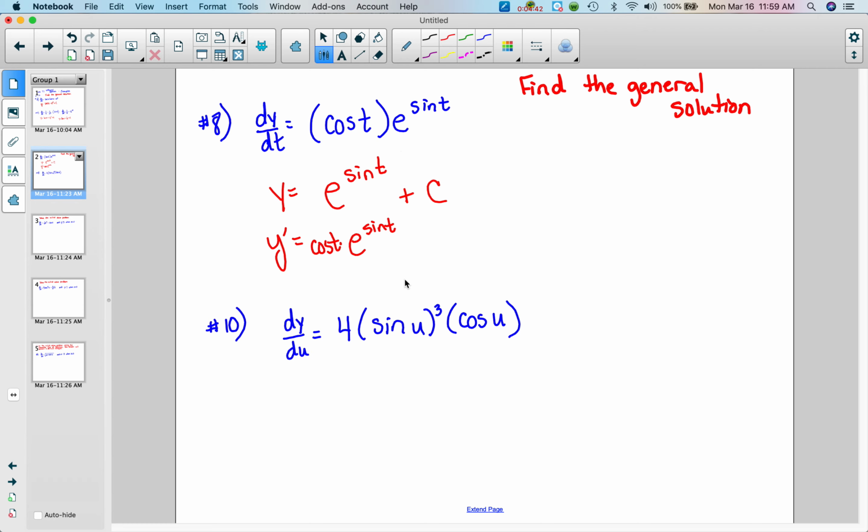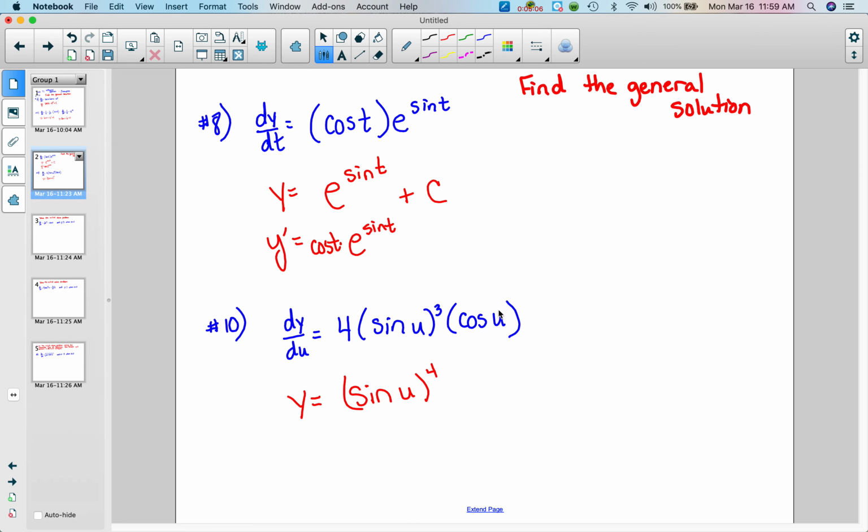So you can always double check your answers. On number 10, again, notice that if I take the derivative of sine, I'm going to have cosine. So I'm going to make a guess, and I'm going to say I think that y equals something that's going to involve sine u to the fourth power.